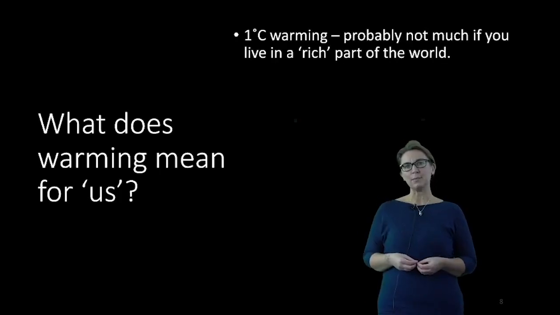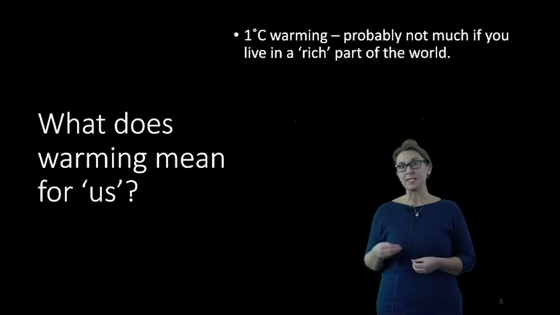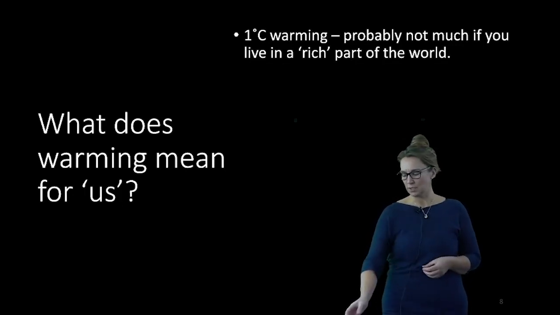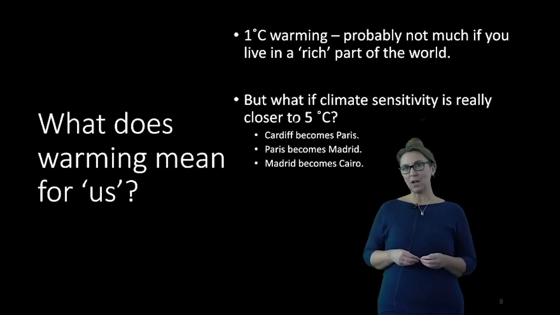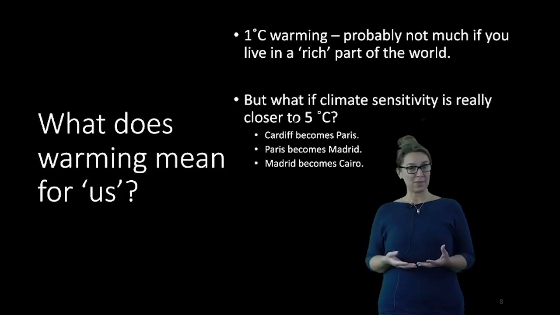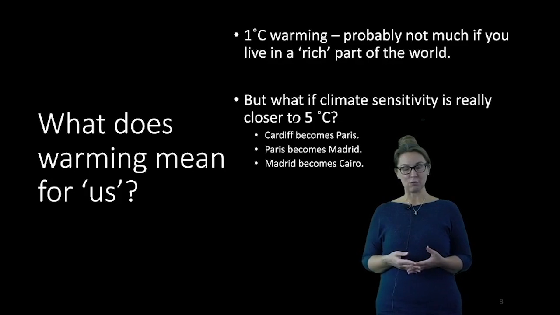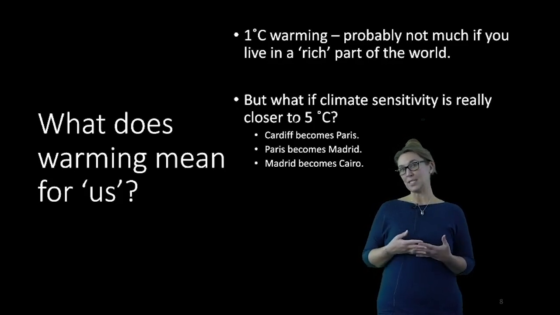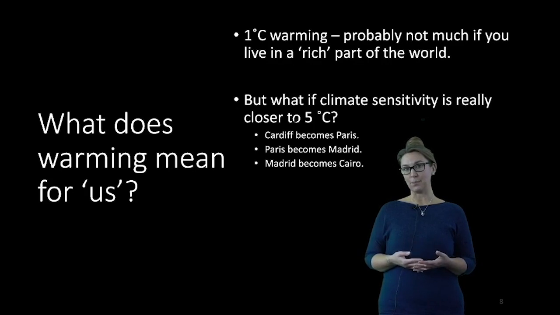1 degree of warming is something that we can probably learn to live with, mitigate and adapt to in richer parts of the world. But what if the sensitivity of our climate, that is how warm the surface of the Earth gets for a doubling of CO2 in the atmosphere, is actually closer to 5 degrees C? In a situation like that, the average climate of Cardiff will be similar to the climate of Paris. The average climate of Paris would be similar to that of Madrid, and the average climate experienced in Madrid would become similar to Cairo. That might sound very nice if you happen to live in Cardiff and think it would be nicer if it was a little bit warmer in the summer.